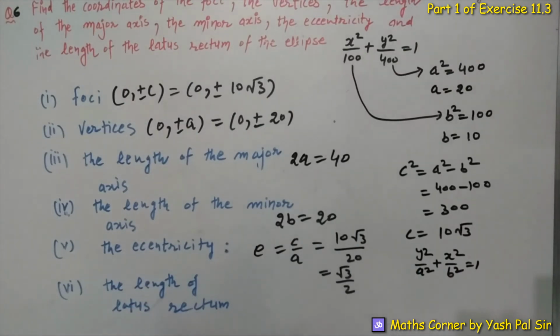Next is the length of latus rectum, 2b square upon a, 2 into 100 divided by 20. So this is 5 into 2, 10. Now next question.